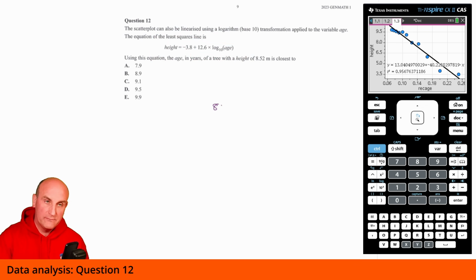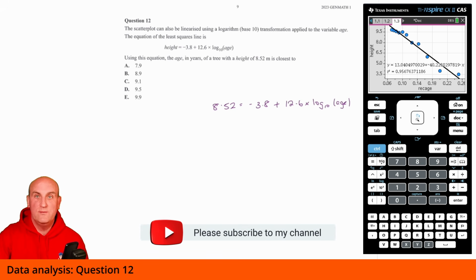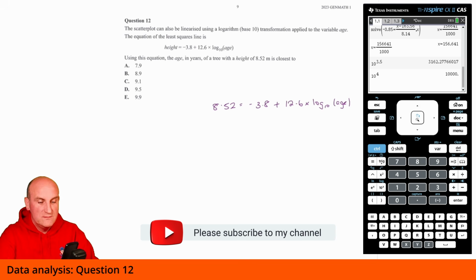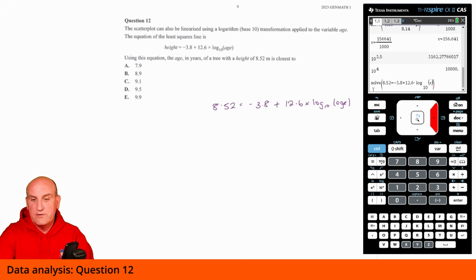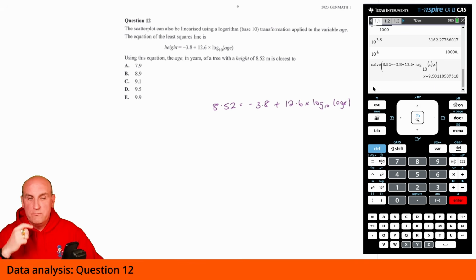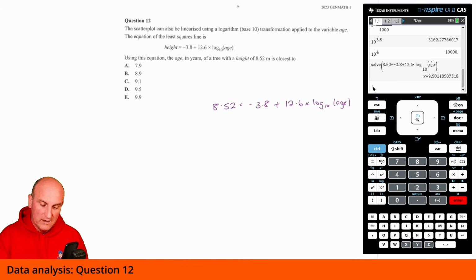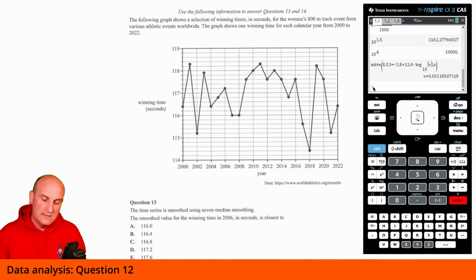So what I'm going to do now is I'm going to 8.52 equals minus 3.8 plus 12.6 times log 10 of age. That's what I'm trying to solve, and realistically speaking, there we go. That was the trick to the question. So again, I typed into my calculator, solve 8.52 equals minus 3.8 plus 12.6 times, let's use the log 10 button on my calculator, 10, call it x rather than age, comma x, and out comes 9.501. Is that one of my answers? It is. So again, in that situation, I'm going to go for D. So again, that's just knowing how to use the solve function on your calculator.